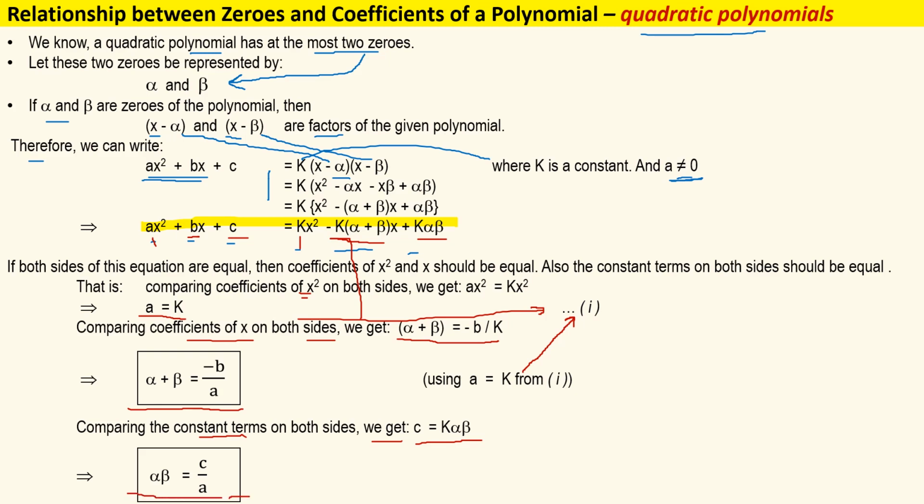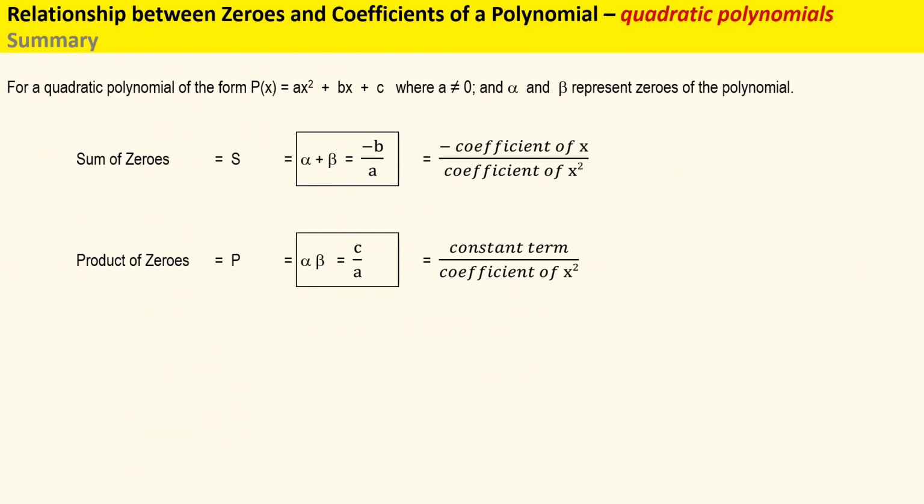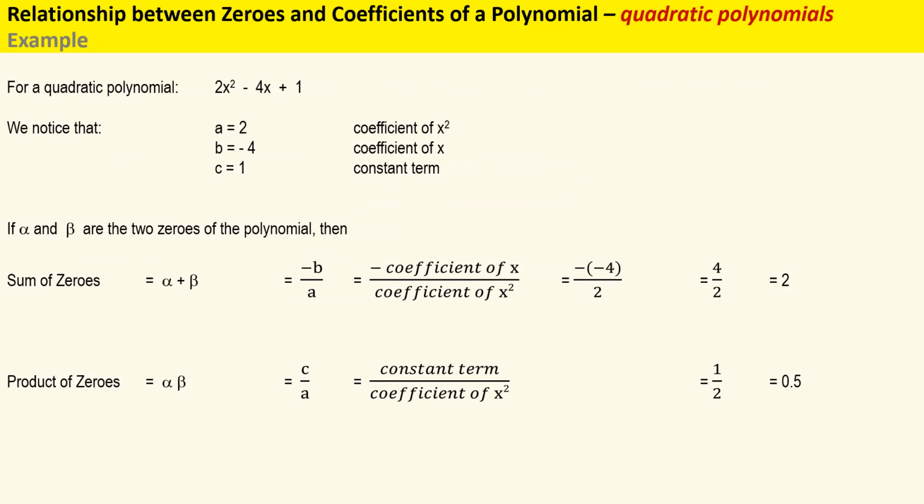So now if we summarize what we have deduced so far, we can say that alpha plus beta is equal to minus b by a, which is equal to minus coefficient of x divided by coefficient of x square, and the product of the zeros, that is alpha times beta, is equal to c by a, which is equal to constant term divided by the coefficient of x square.